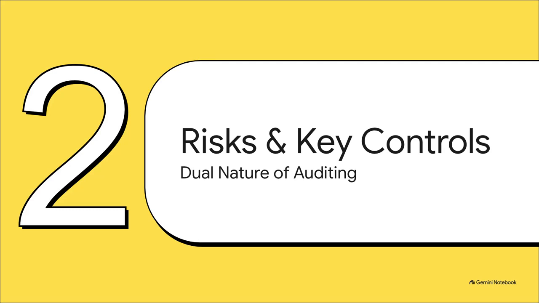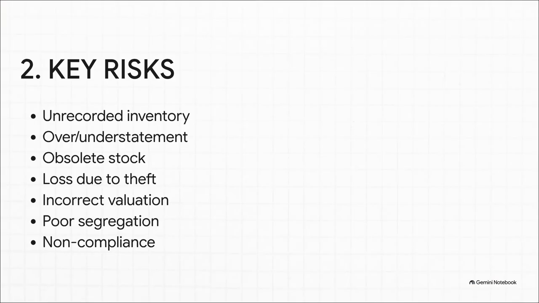Section 2. Key risks and key controls. This is really the dual nature of auditing, identifying exactly what can go wrong and how we fix it. Auditors are constantly on the lookout for anything that distorts the truth. Here are the 7 main culprits: inventory not recorded correctly, overstatement or understatement, obsolete stock, loss due to theft, incorrect valuation, inadequate segregation, and non-compliance.